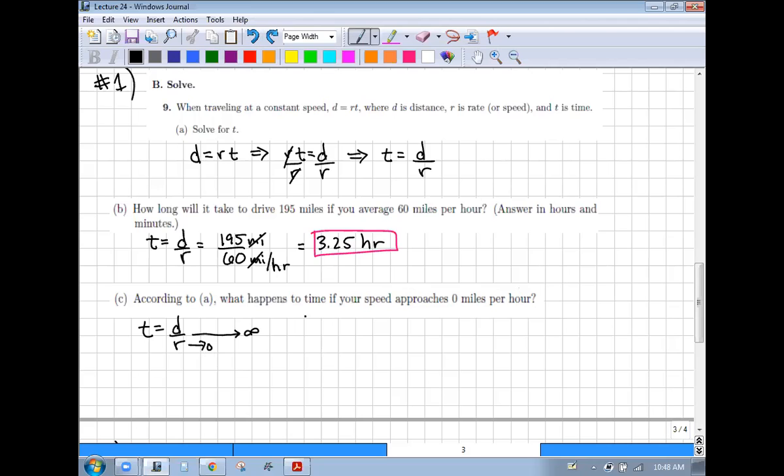The way we'd write this in mathematical jargon, we'd say the limit as R goes to 0 of T, which is the same thing as the limit as R goes to 0 of D over R, because T is D over R, equals infinity. Because as R goes to 0, this whole thing goes to infinity. That's how they would write that in calculus class.